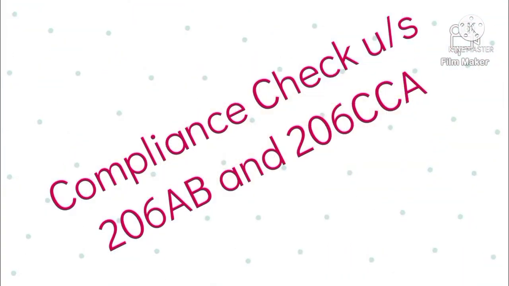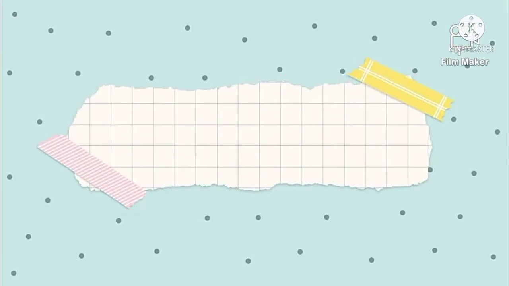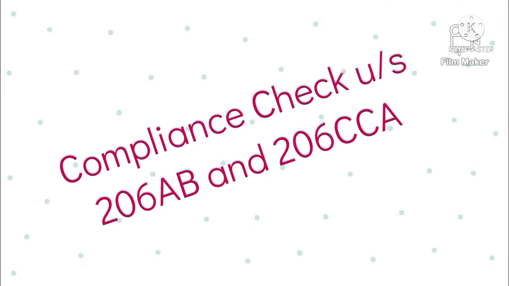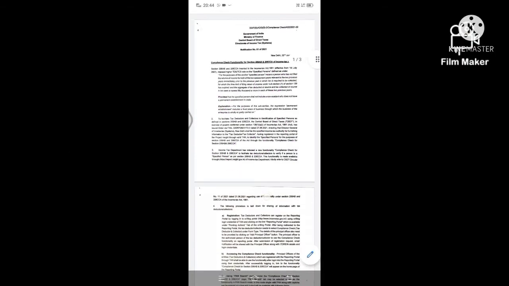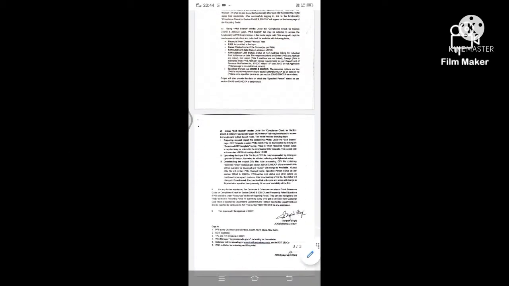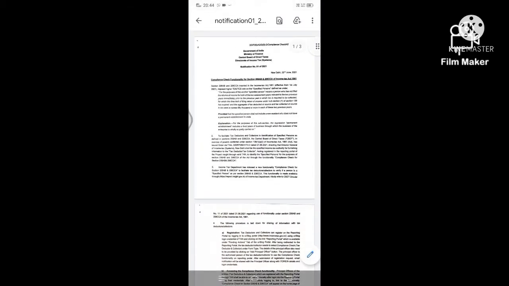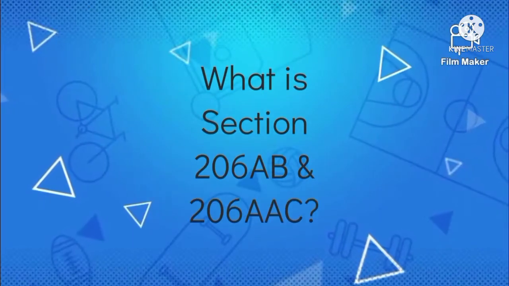Today we are going to learn about compliance check under section 206AB and 206CCA. This is the latest notification issued by CBDT on 22nd June 2021. Let us go through the process to register and download the report in the reporting portal.